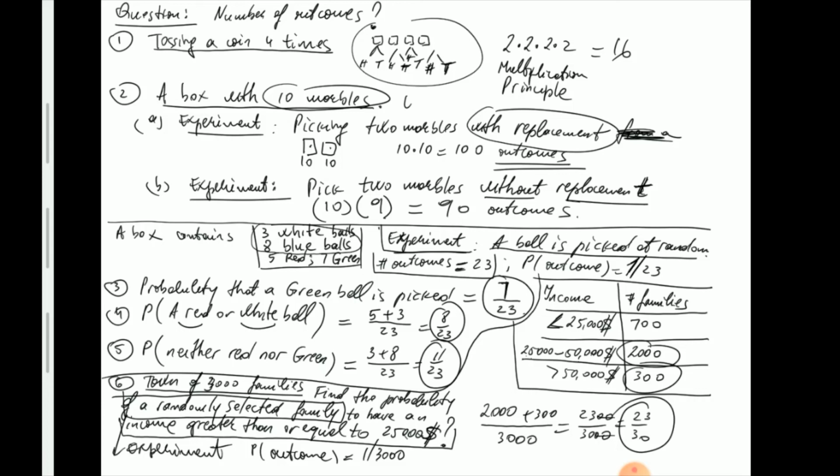You have a similar problem in the homework, but with a more detailed breakdown of the income brackets. So it's all about counting the elements in that event over the total number of outcomes.